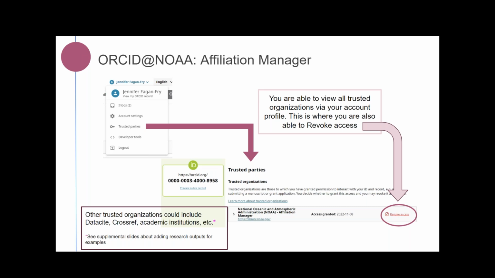So when it comes to trusted organizations, you could have NOAA, but when it comes to adding publications, adding data sets, you can also provide trusted organization access to places like DataCite, Crossref, again, other academic institutions that you have worked with or worked for. They would be able to do the same thing where they could post information to your ORCID profile on your behalf, specifically like add a data set, add a publication, and so forth.